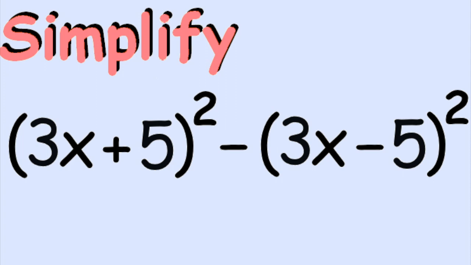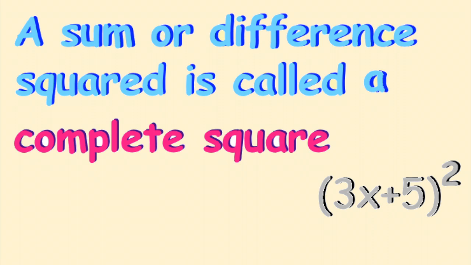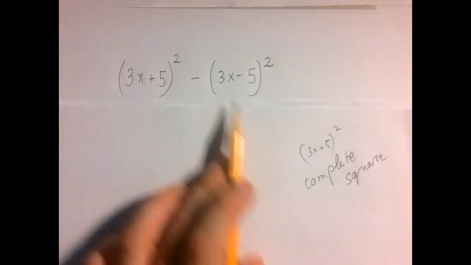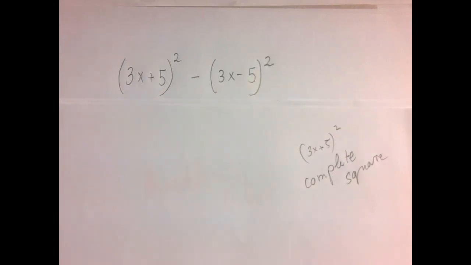So we have an algebraic expression to simplify. When we have a sum or a difference and we square it, that's called a complete square. And so we're going to have to expand a complete square, then another one, and then subtract the algebraic expressions.